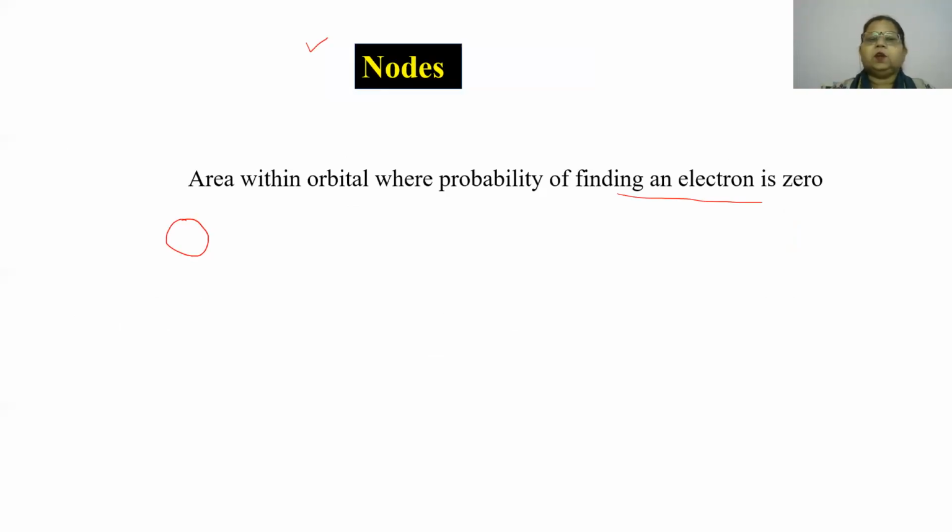Now we were discussing what is a node. Within the orbital, if I say this is an s orbital, there must be a node. If I draw it like a dotted line.